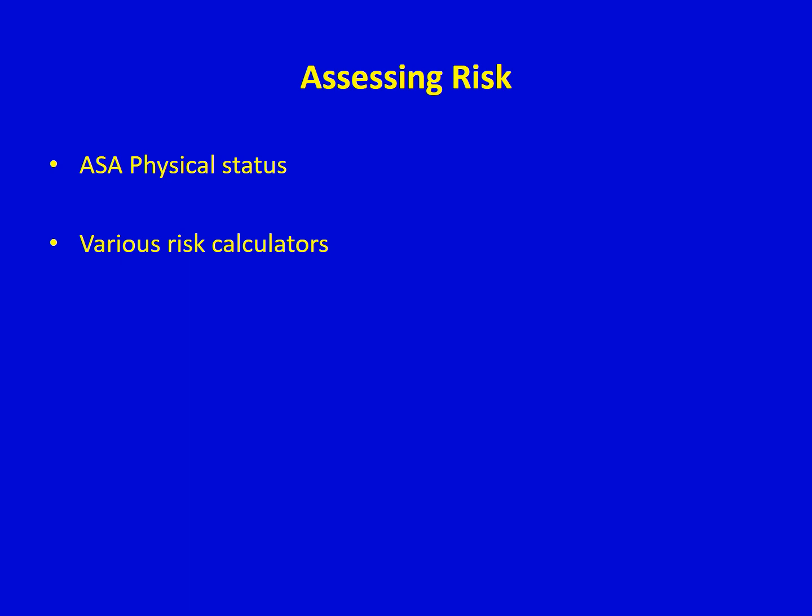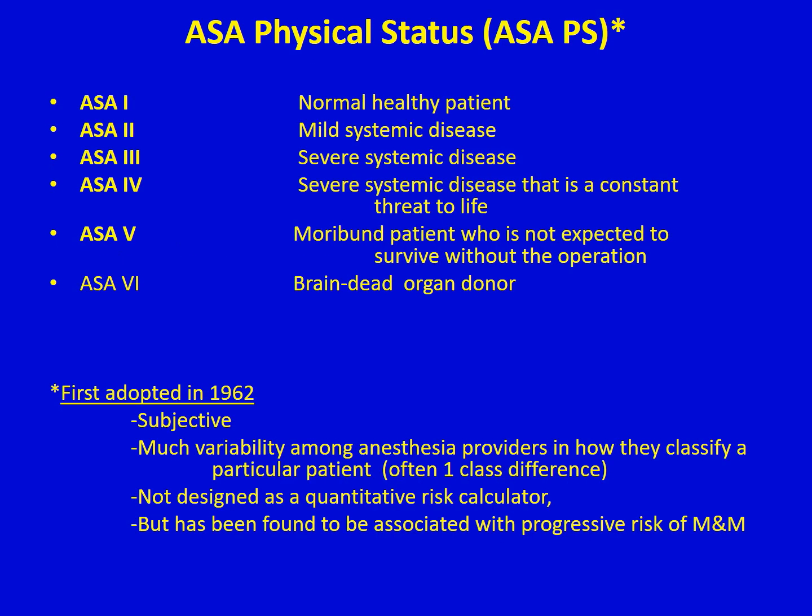So one aspect of the preoperative evaluation is to assess risk. There is a so-called ASA, American Society of Anesthesiology, Physical Status, and other risk calculators. This is the ASA Physical Status. It was first adopted in 1962, and it has 5 categories. Class 1 is a normal, healthy patient.